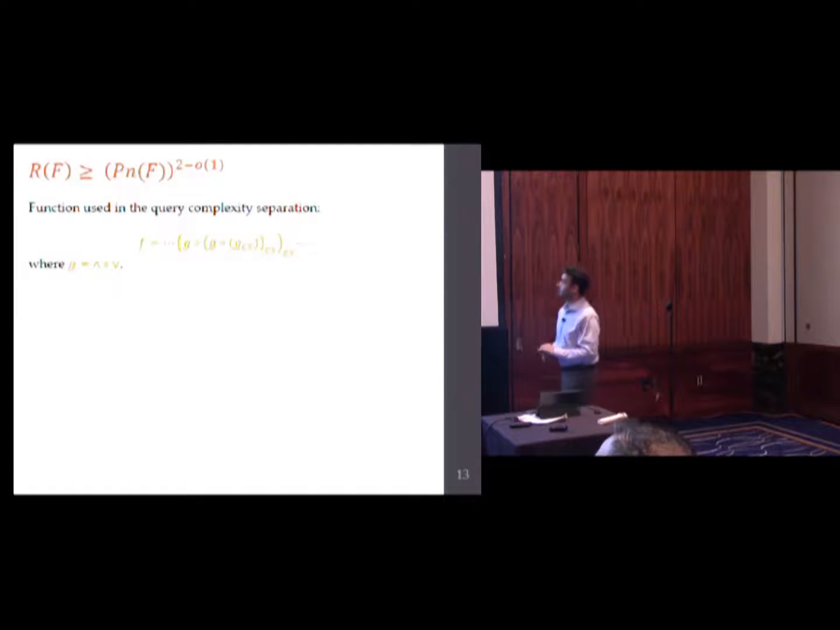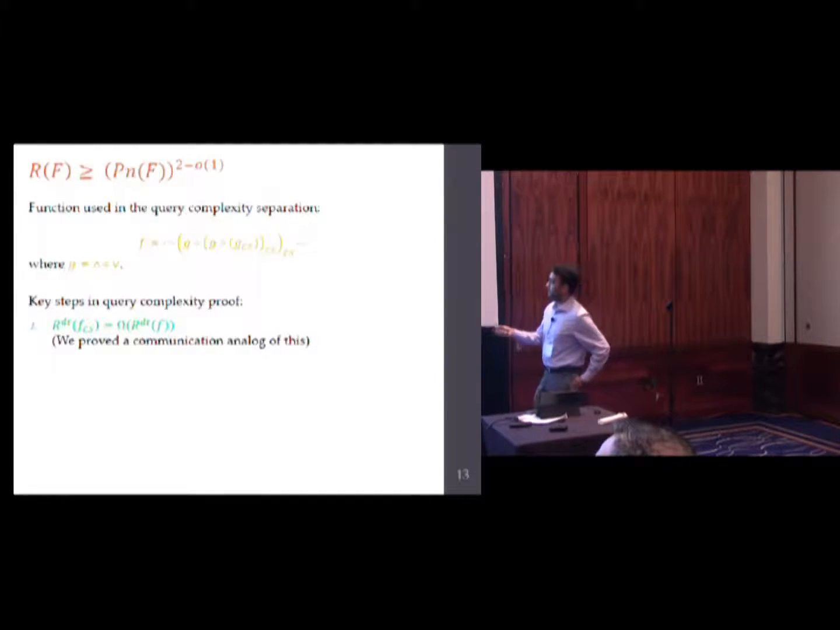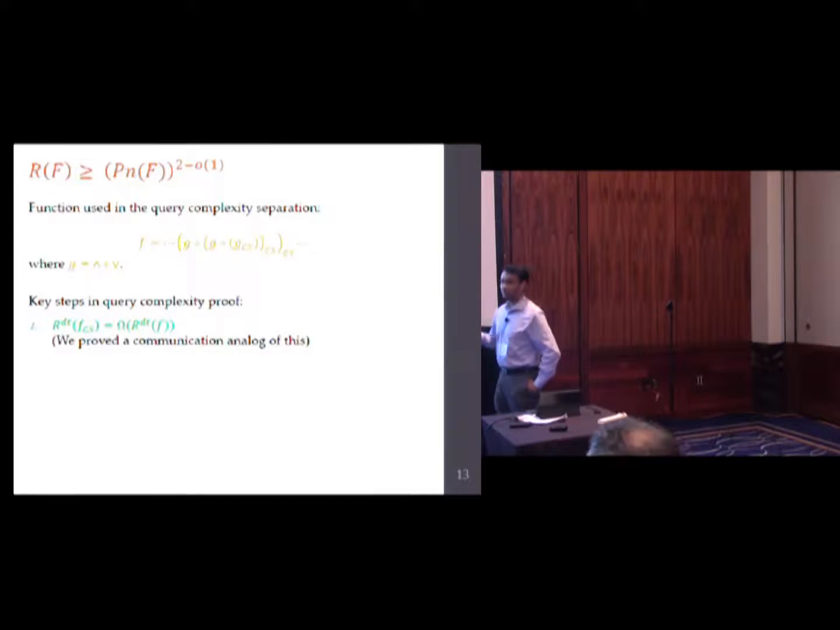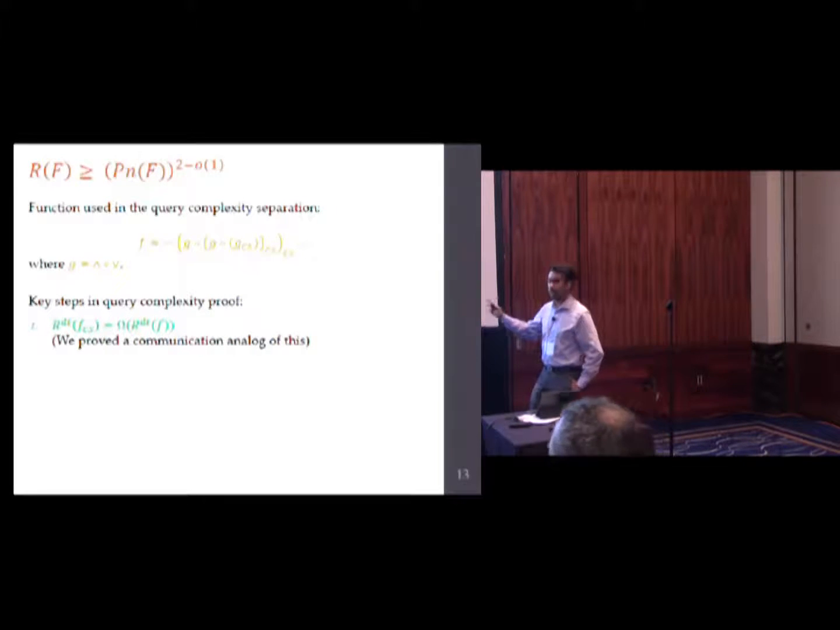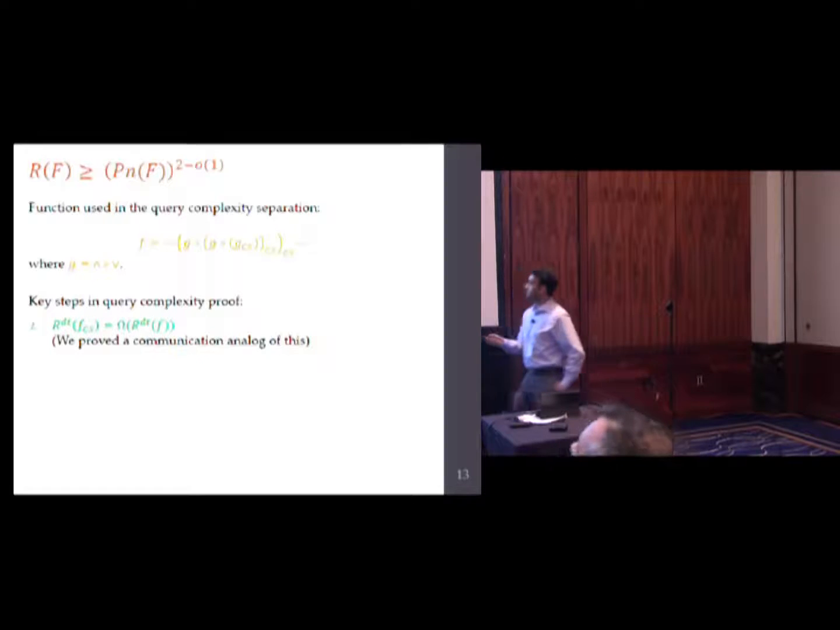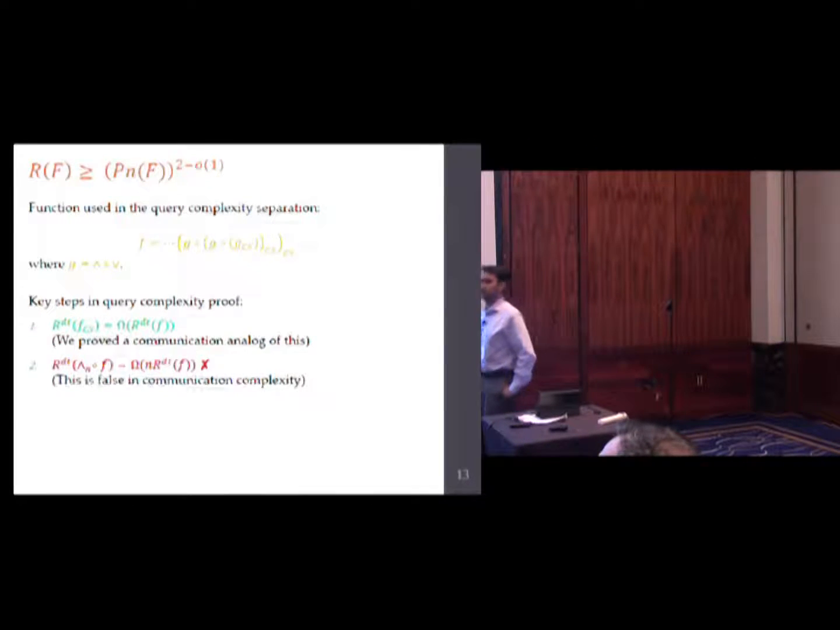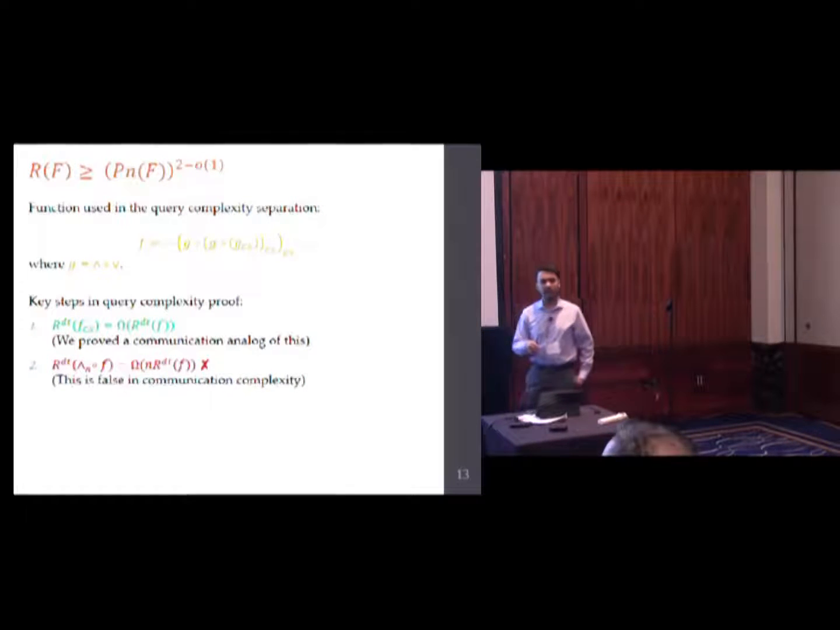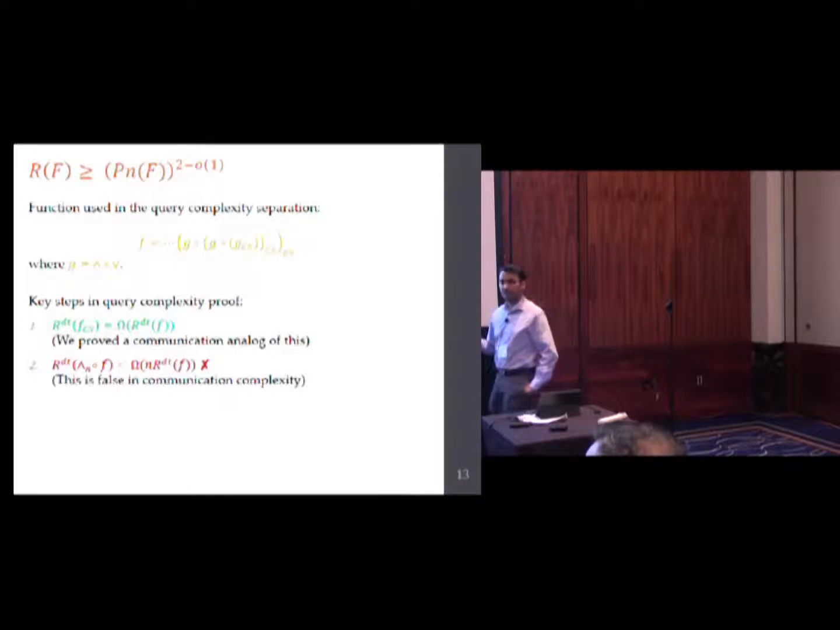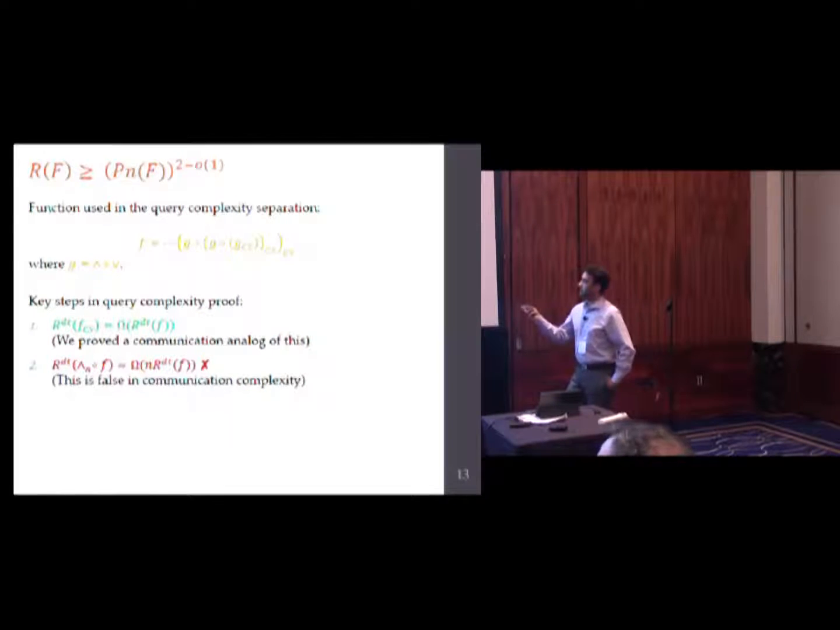And so you just need to prove two things about this function to get the separation to work. The first thing is that when you apply the cheat sheet construction, the query complexity does not go down, and we just proved a communication complexity version of this, so that's fine. The second fact that's used in query complexity is that when you compose with the AND function on n bits, the complexity goes up by a factor of n. This is true in query complexity, but it's false in communication complexity. So this proof sketch cannot go through because this statement is just simply false. It's not open, it's just false.